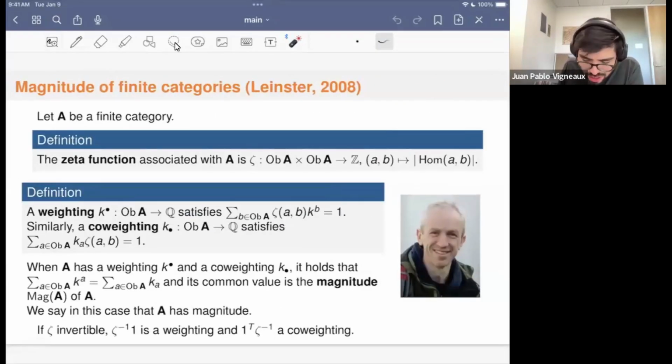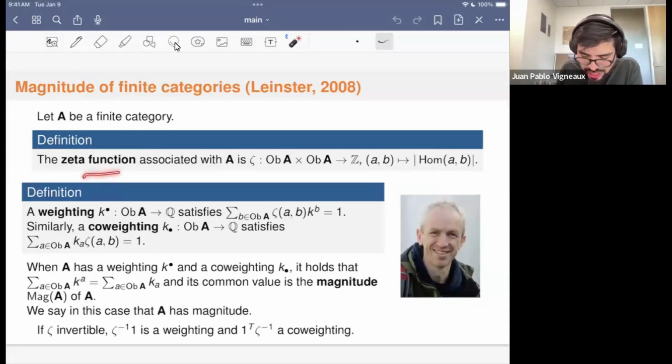Now, much later, published in 2008, maybe a bit before, Leinster realized that you could generalize this to any finite category. The poset doesn't really have to be finite. It just has to be locally finite. When you go to general categories, it gets a bit tricky. But for finite, at least, it's very clear how to do it.